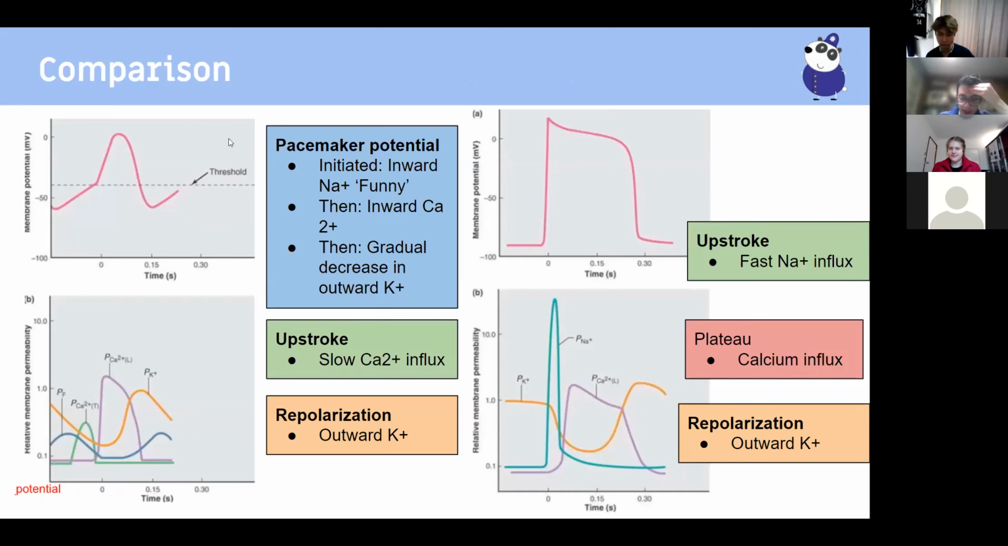This is just a comparison. I think this is the last or second last slide. This is the last slide, so you've done really well.